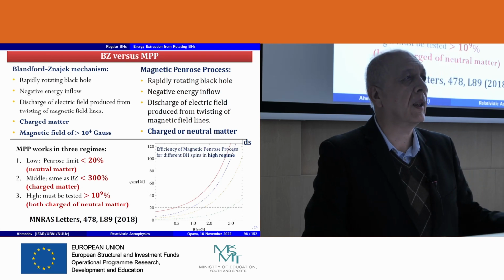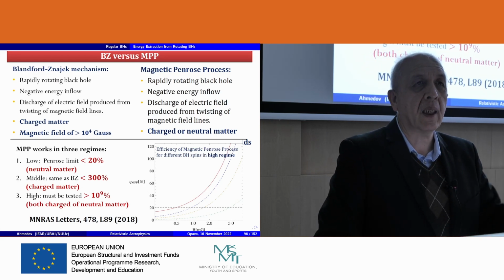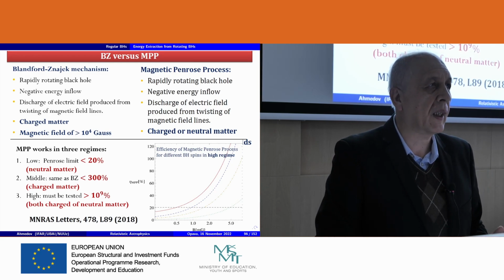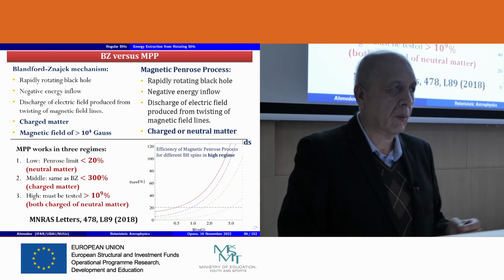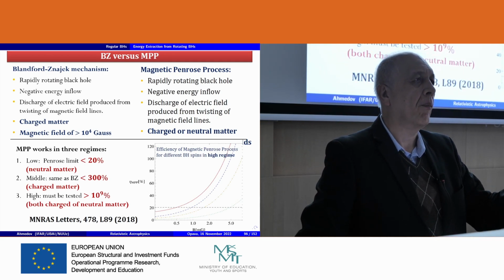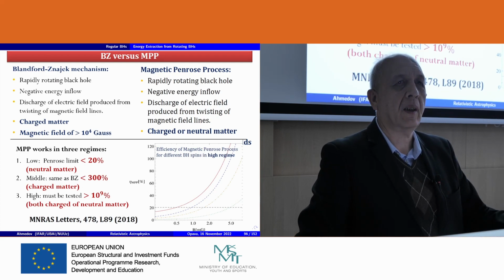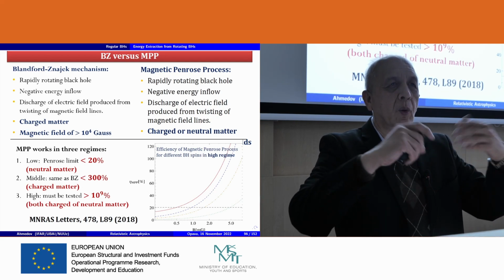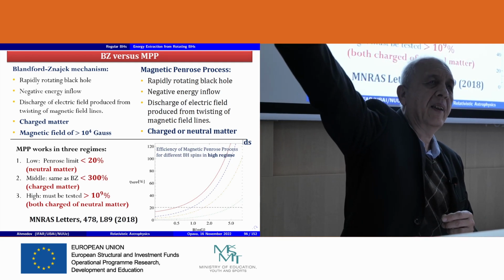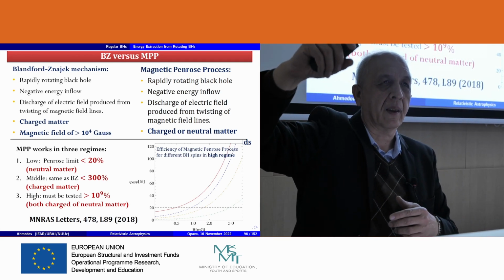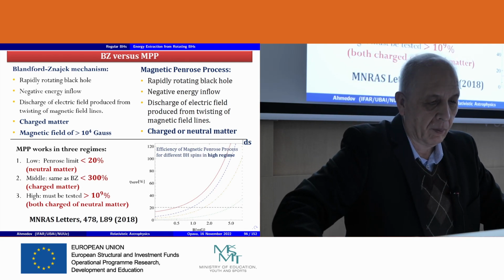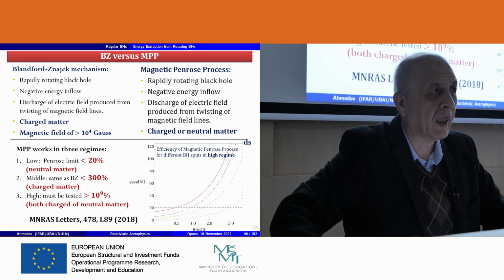Roger Penrose in 1969 suggested the mechanism which was called the Penrose mechanism. The assumption was that if a particle comes to the ergosphere, it decays into two particles, and one particle leaves with bigger energy, and so it extracts the energy. Okay? Then people were not very interested in this mechanism.